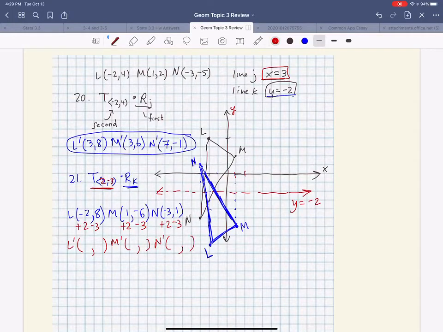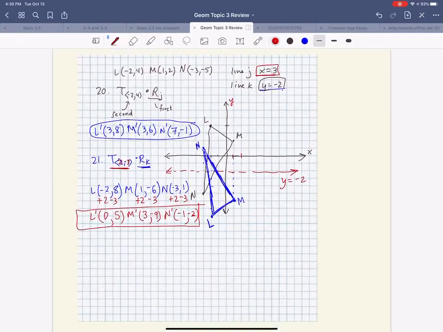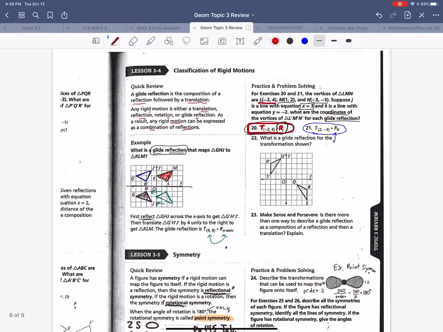So let's take a look. Negative 2 plus 2 is 0. 8 minus 3. 1 plus 2. Negative 6 minus 3. Negative 3 plus 2. And 1 minus 3. Cool, so there's my answer. Neat.